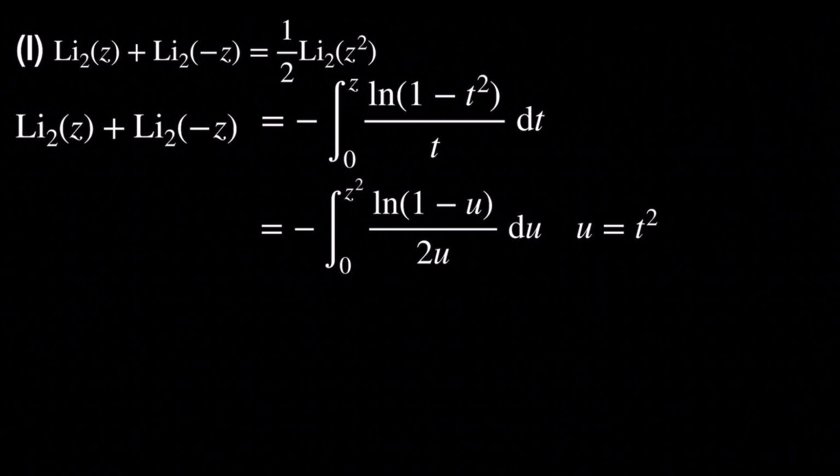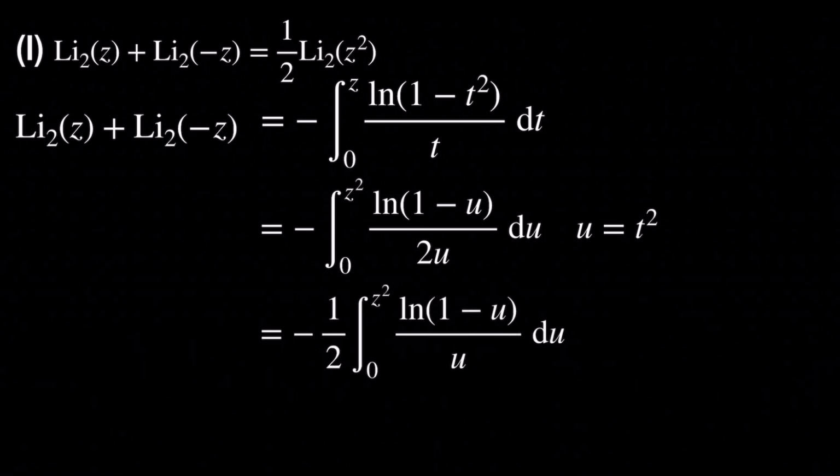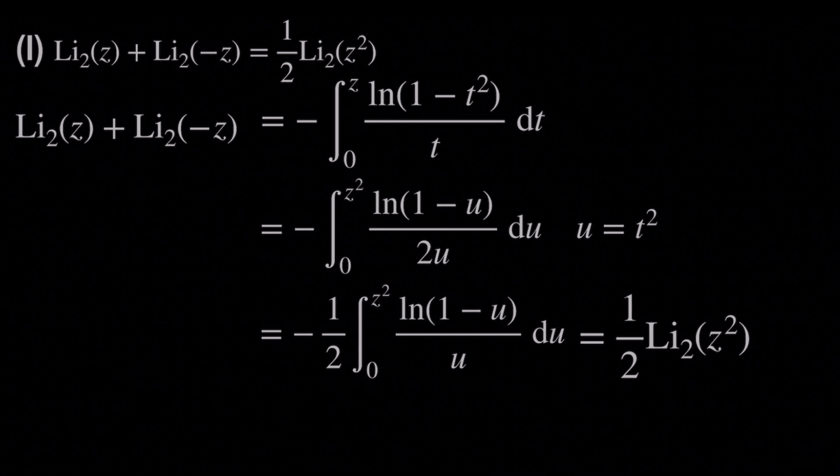So now, if we factor 1/2 out, we get negative 1/2 integral from 0 to z squared of log of 1 minus u over u du. And this is precisely 1/2 of Li2 of z squared. Okay, so we're done with this identity. Let's move on to the second identity.